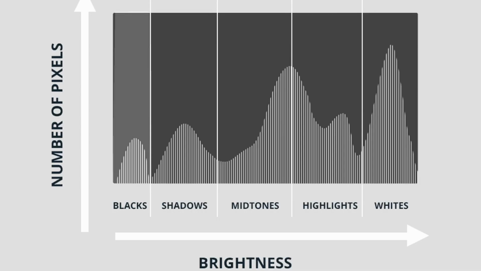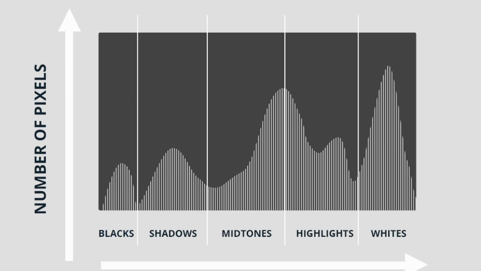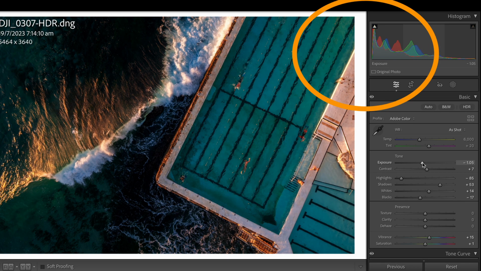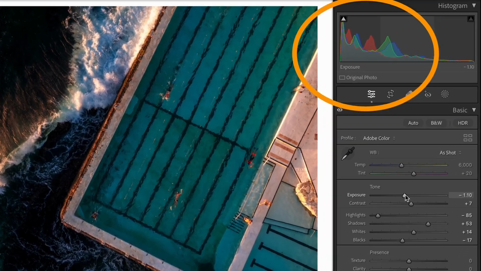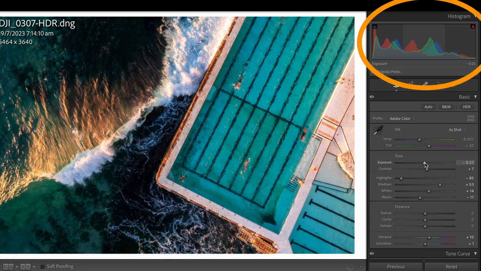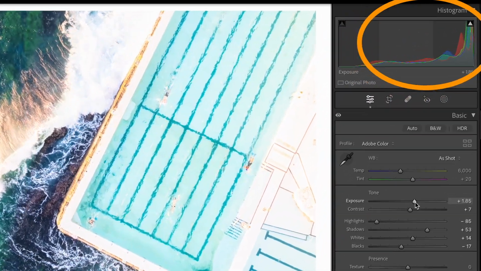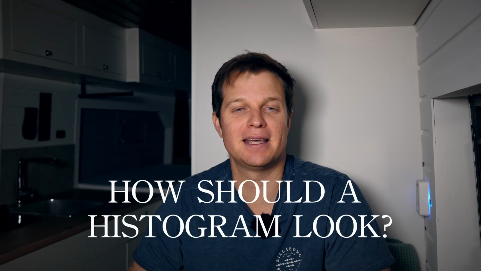So on the horizontal axis, starting from the left-hand side, we have the pure blacks. Then it moves into shadows, midtones, highlights, and pure whites on the right-hand side. On the vertical axis, we have the number of pixels that are associated with each individual tone. So in simple terms, if your image is relatively dark, the histogram will represent that by building up on the left-hand side of the graph. And on the contrary, if your image is very bright, you'll notice that everything will build up on the right-hand side of the graph.